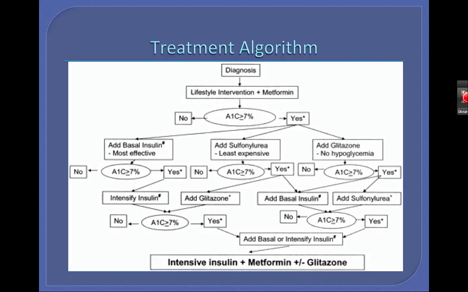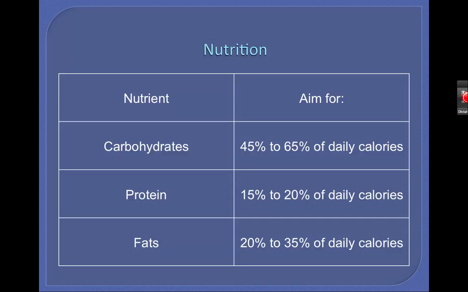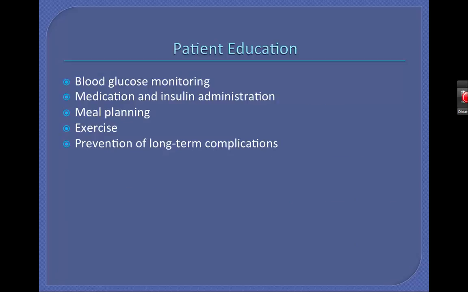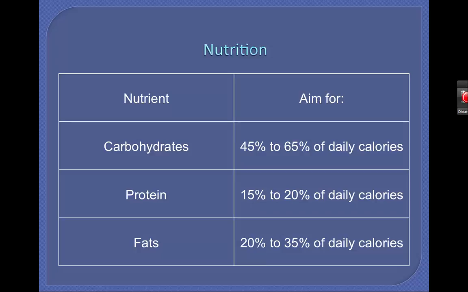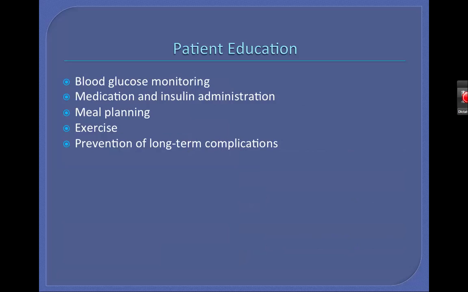So this is a treatment algorithm. This talks a little bit about nutrition, which is really important. They need to see a nutritionist. You need to be familiar with this. You need to teach them about carbohydrates, the percentage, the protein, the fats, hyperglycemia signs and symptoms, and hypoglycemia. If you don't do it, you might be required as an NP. It depends on what your practice has available.